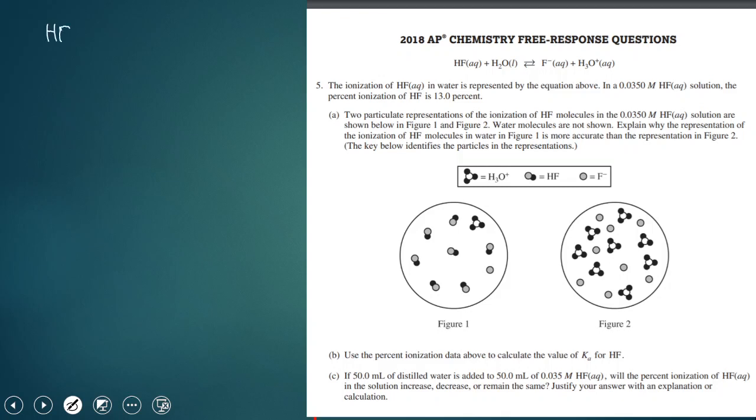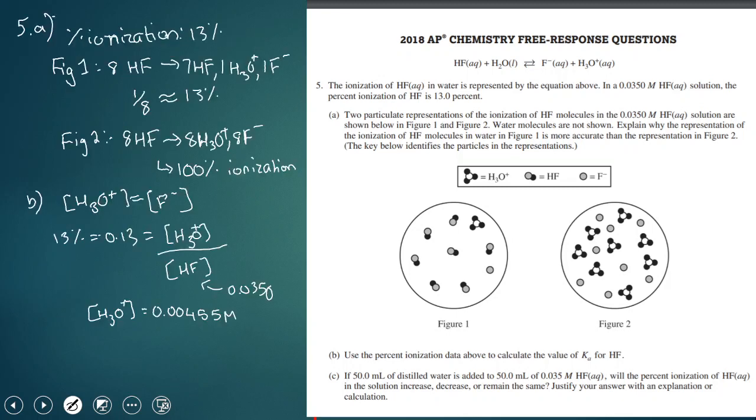And so I have HF plus H2O forms F minus plus H3O plus. Okay, and so we have initial, change, and equilibrium. So our initial, in this case, was 0.035. This is non-existent. This is 0 and 0. We just figured out that the concentration was 0.00455.